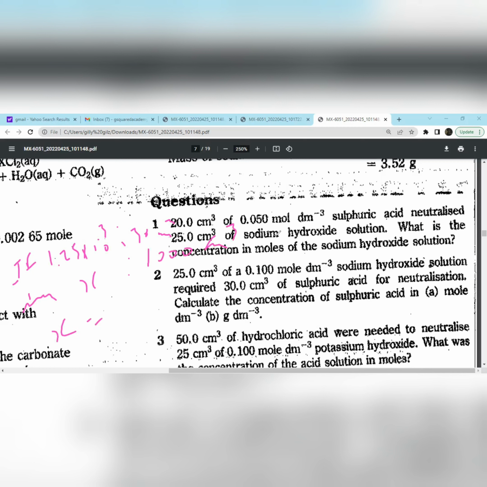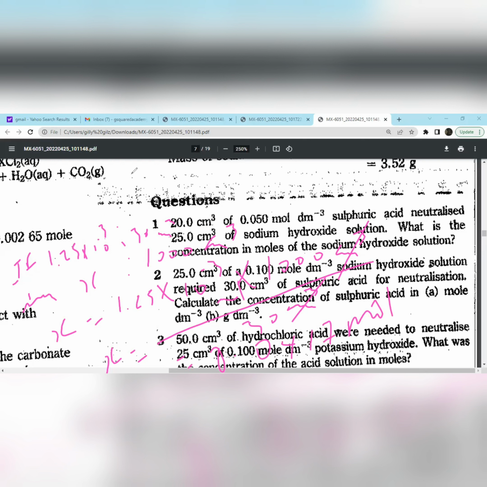And so now you're going to say that X is equal to 1.25 times 10 to the minus 3 moles times 1,000 centimeters cubed, divided by 30 centimeters cubed. Centimeters cubed cancel. X works out to be 0.0417 moles per dm cube. And of course, because you would have found this number of moles in 1,000, it's moles per dm cube or moles per liter. All right, so that's the molarity now of the sulfuric acid, 0.0417.